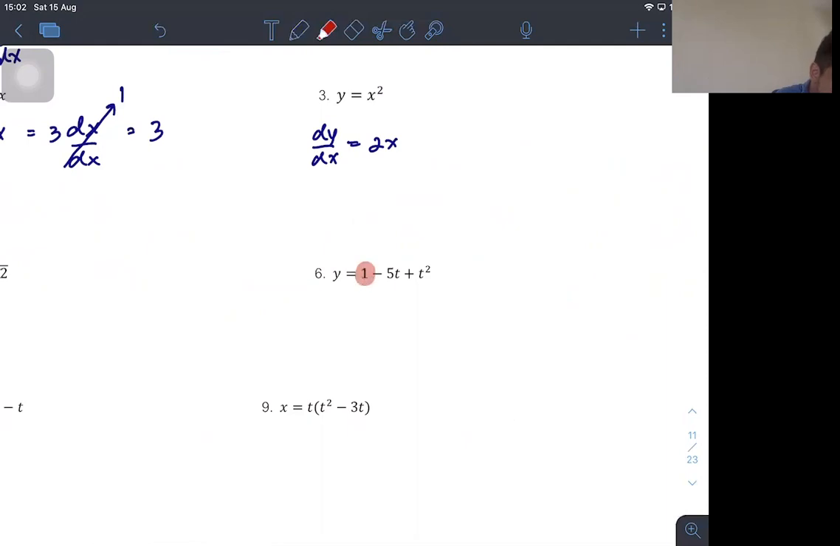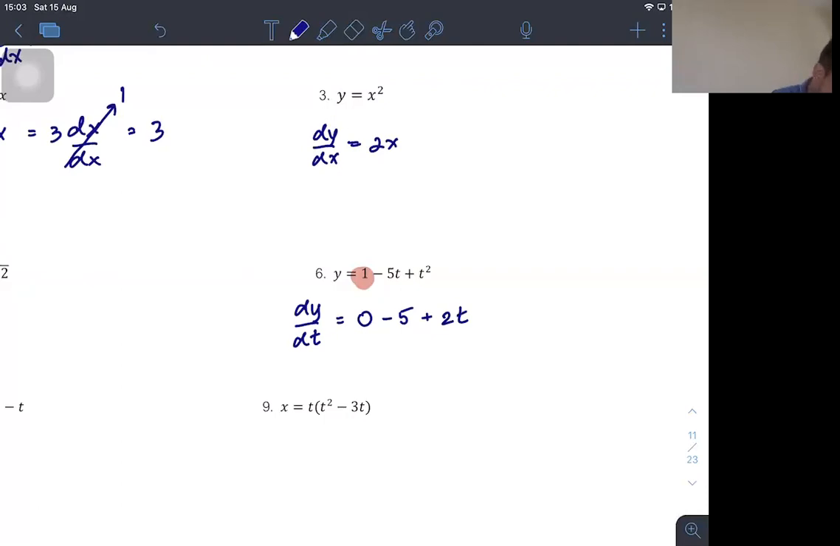And then if you have a function of other variables such as t, it could be time, for example, and you want to differentiate y with time, the rate of change with time, we work on these terms term by term. We work on the diff of 1 first. Diff of a constant will give you 0. Diff of minus 5t gives you minus 5. And diff of t squared will give you 2t.